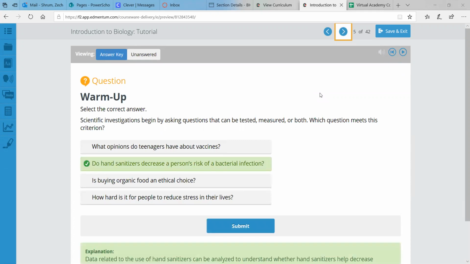All right, so warm-up question, everybody. What opinions do teenagers have about vaccines? Do hand sanitizers decrease a person's risk of a bacterial infection? Is buying organic food an ethical choice? How hard is it for people to reduce stress in their lives? Okay, so given these questions, this is the one that can be tested, measured.